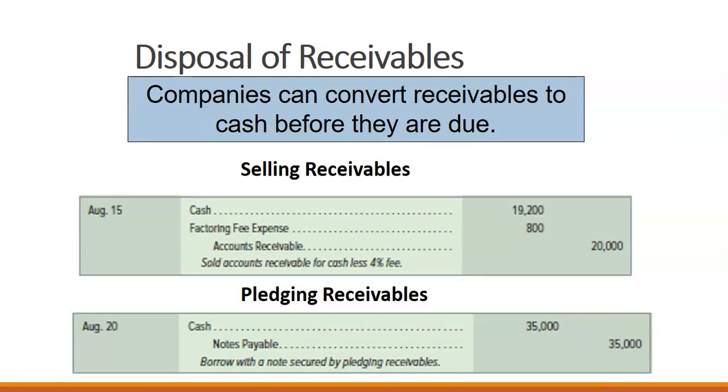We can convert receivables to cash before they are due. So this slide talks about how companies can leverage their receivables into cash. So instead of waiting for customers to pay us, if we need cash fast, we can do one of two things. One is by selling our receivables. We can sell our receivables, this is called factoring. We sell our receivables to a collection agency for cash.